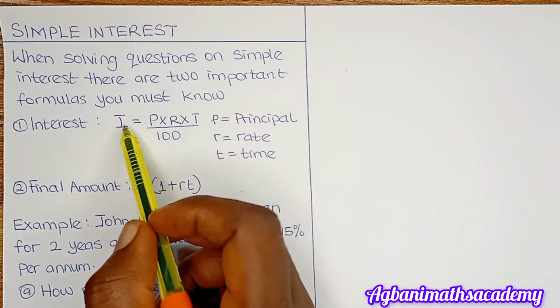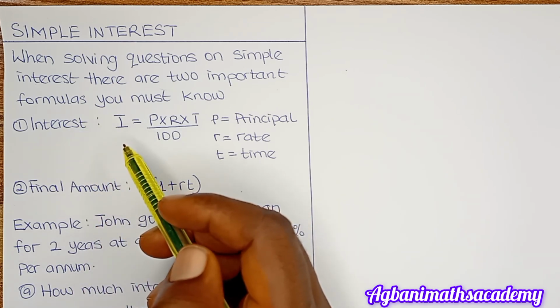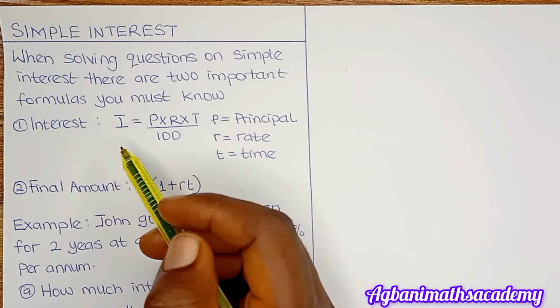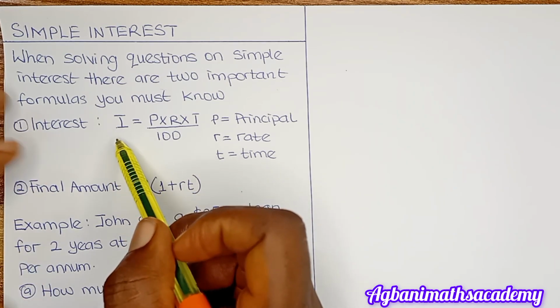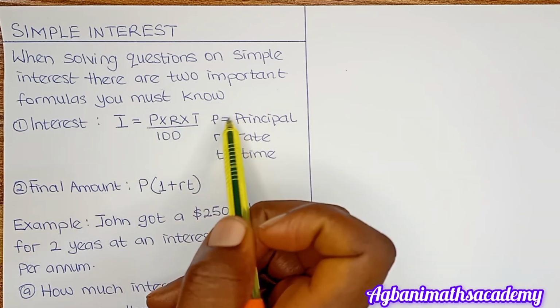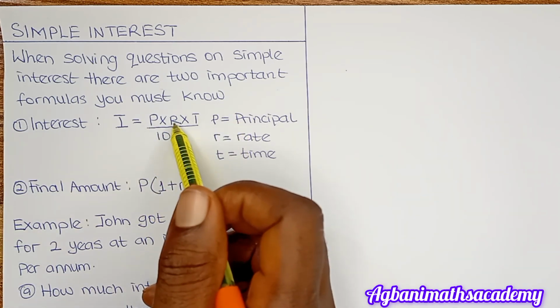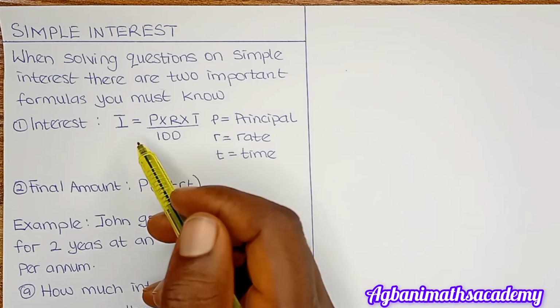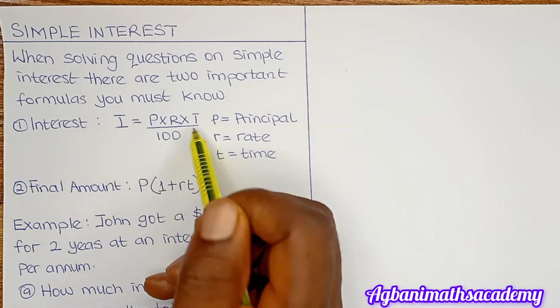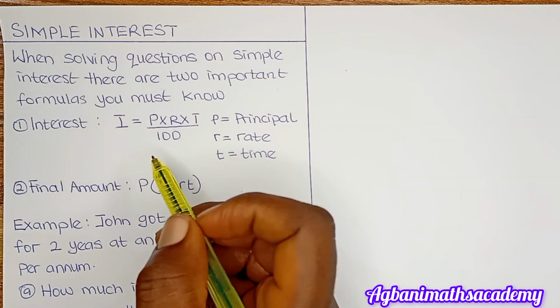In this formula, I represents the interest. Remember, interest is the money that is added to the sum that was borrowed or invested. P is the principal, which is the money that is invested or borrowed. R is the rate, how often money is going to be added. T is the time, the duration of the business or the loan deal.